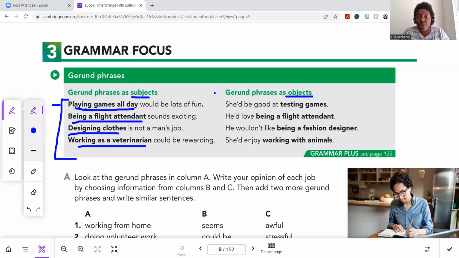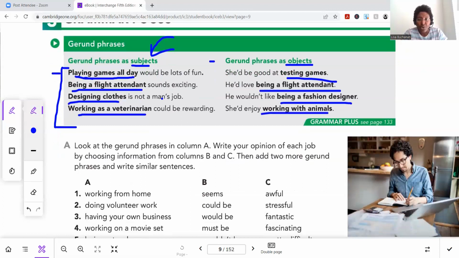The gerund phrase can also be an object. So it can also be at the end of a sentence. She'd be good at testing games. He'd love being a flight attendant. He wouldn't like being a fashion designer. She'd enjoy working with animals. So again, who or what are we talking about is to find the subject, but it also can be an object. What is the action, the feeling? What is that directed towards? Then that would be the object of the sentence. So let's move forward.